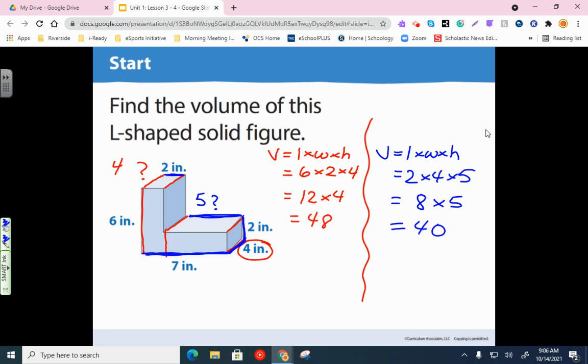Now to get the total answer for this, we've got to remember that all of these are in cubic inches. And when we're adding the cubic inches together, we'll get a cubic inch answer total. So I'll take my 48, and I'll add my 40, and then it gives me 88 inches cubed as my answer. If we'd split this up into a lower and upper part, we would have gotten the same answer as well. But for this case, we only need to do it the one way.